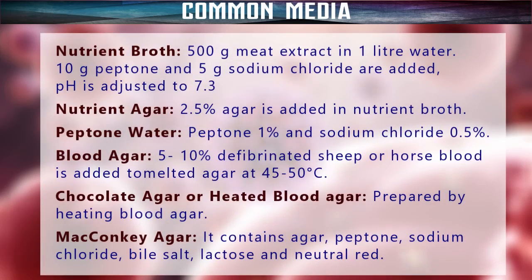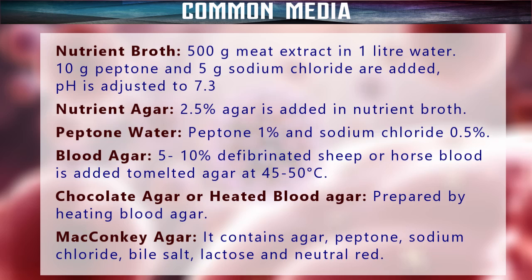Next, coming to the common media which are routinely used. First is nutrient broth, which contains 500 gram meat extract in 1 liter of distilled water. To this, 10 gram of peptone and 5 gram of sodium chloride are added. pH is adjusted to 7.3 and it is used as a basal media for the preparation of other media, or it is used to study soluble products of bacteria.